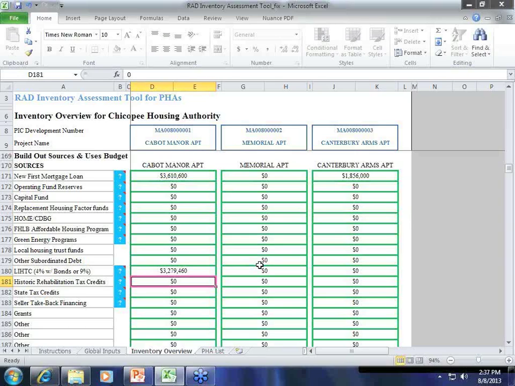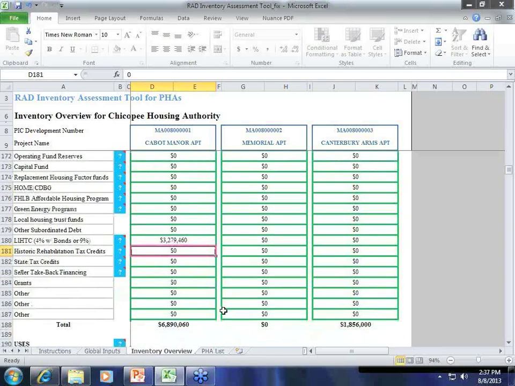Okay. So I'm going to guess that there's still not enough money there to cover all the uses. That's correct. We're at $6.8 million. So then the next thing you're going to do is go down to the line that says seller takes back financing, which is 2 lines down from where you enter the LIHTC information.